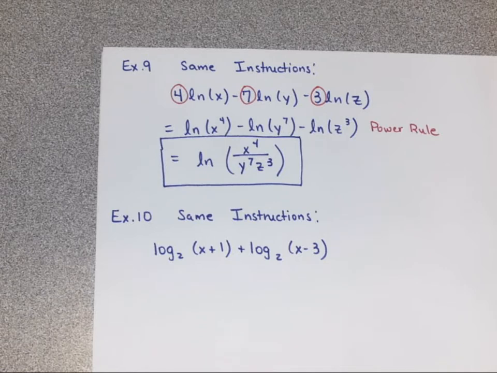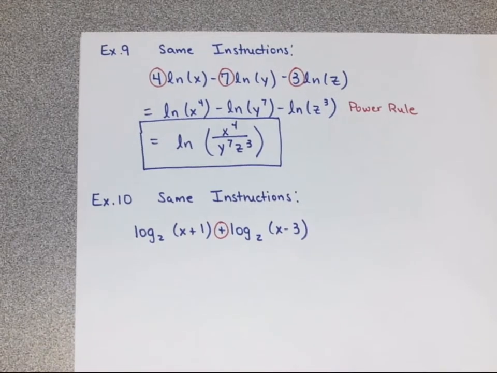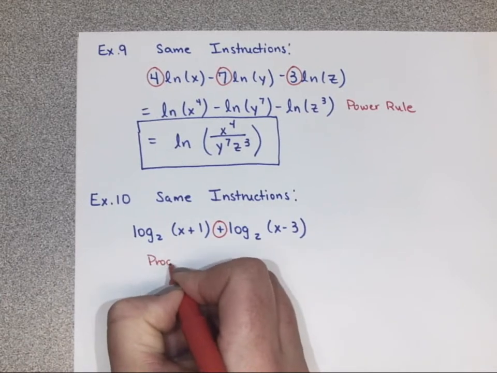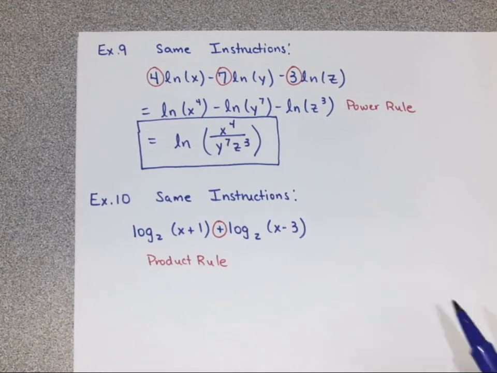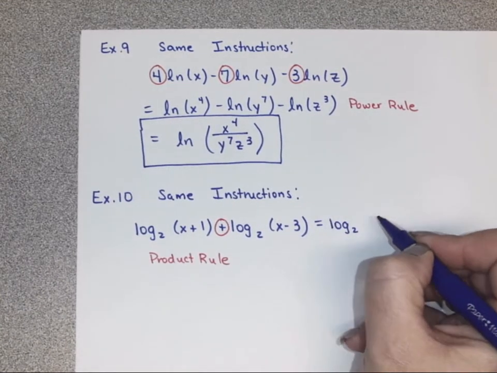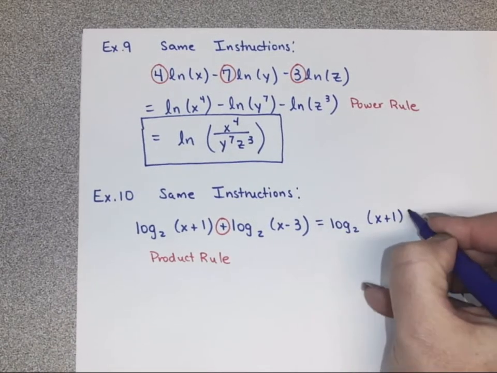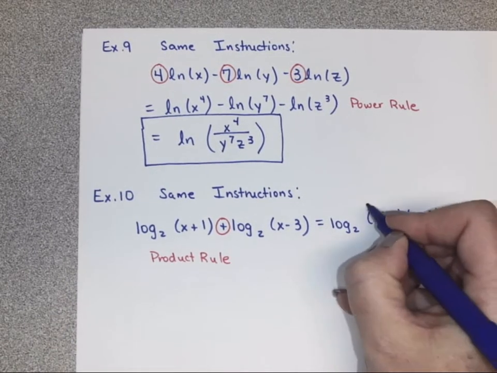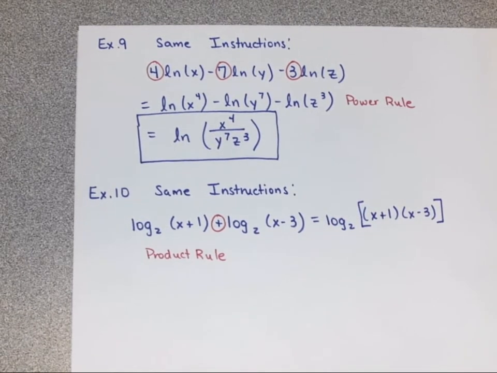So don't pay any attention to the fact that we have x's. Right now I'm just asking you to identify what rule needs to be used, and you decide that because of the plus sign. So what rule needs to be used then? Product rule. So what does product rule say, basically? It says that we can combine them to a single log by multiplying them. So it's going to be x plus 1 times x minus 3. And then I'm going to put a bracket around this because it's log base 2 of the whole thing.